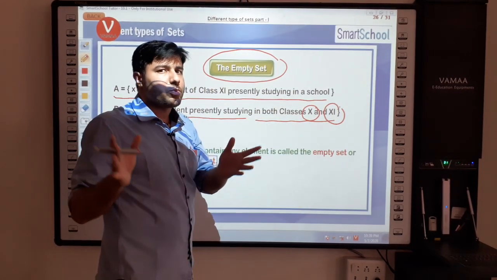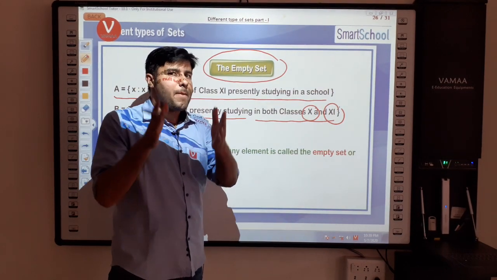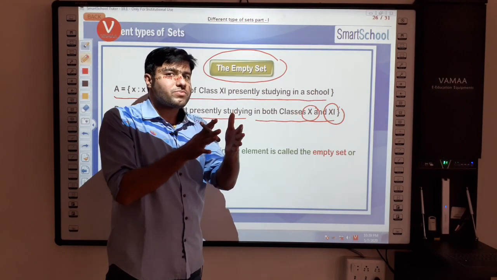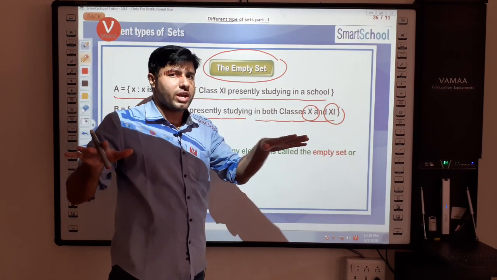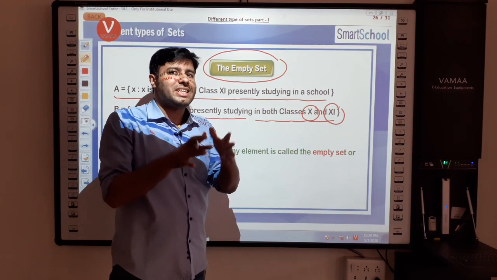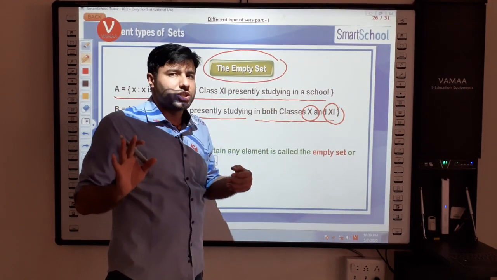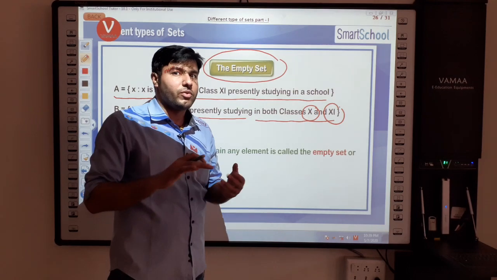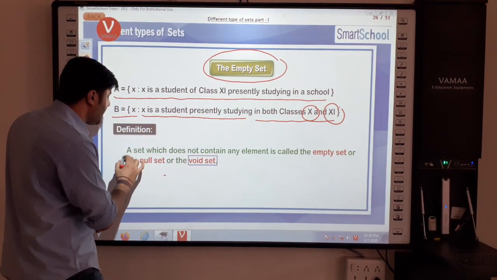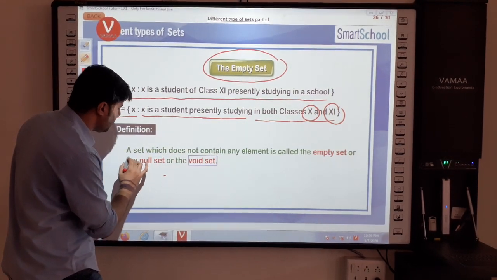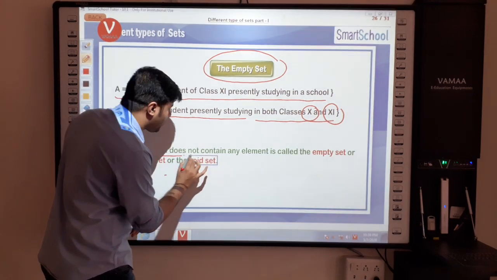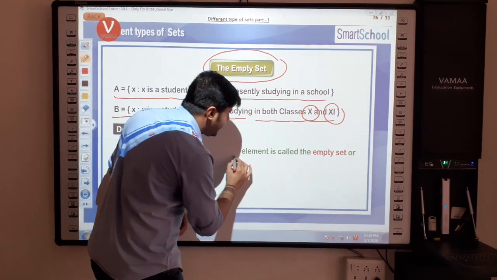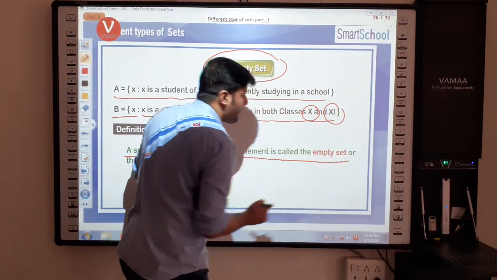So I hope you got the point. What is an empty set? Empty sets are those sets which have no element in them, which means the number of elements in these kinds of sets is equal to 0. So what will be the standard definition of this set? We will discuss that. Here we have given the definition of this set also: a set which does not contain any element is called the empty set.